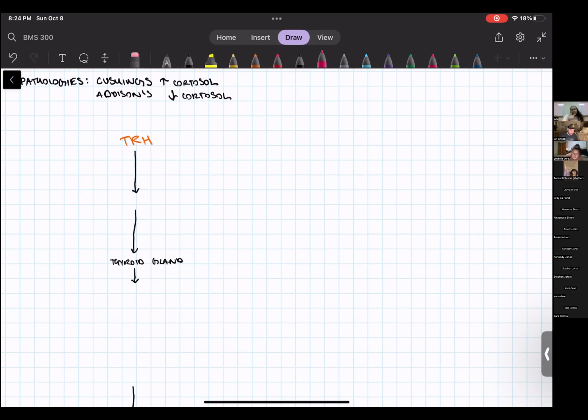Thyroid stimulating hormone. Yes. Stimulating hormone. Cool. That acts on the thyroid gland. What is the end all be all hormone? T3 and T4. Which one's more potent? T3. Perfect. Cool. So that's the one we're really looking for there, that T3.